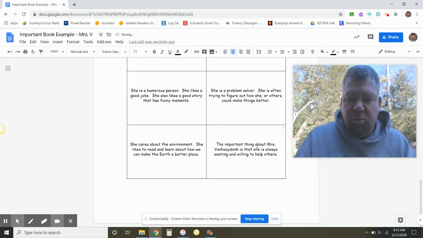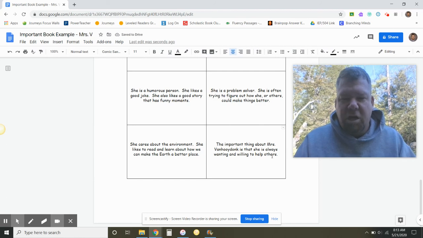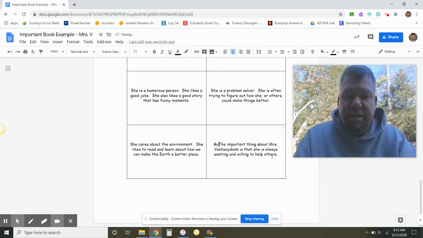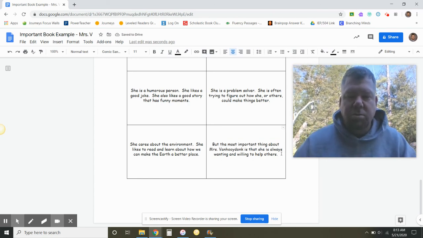So the important thing about Mrs. Van Hooydonk is that she is always wanting and willing to help others. The only thing that I want you to do for the last box is to write at the beginning the word but, the, and then I want you to add most. Okay? So, but the most important thing about Mrs. Van Hooydonk is that she is always wanting and willing to help others.